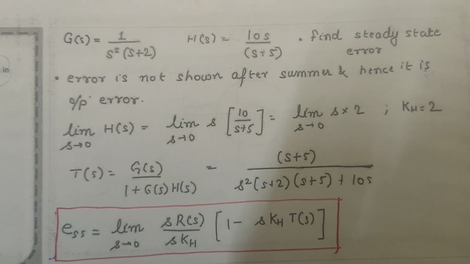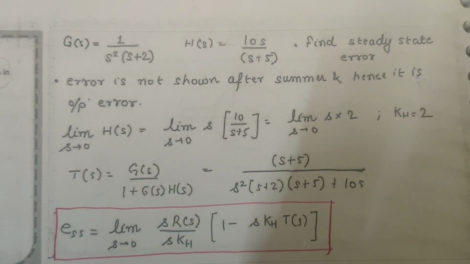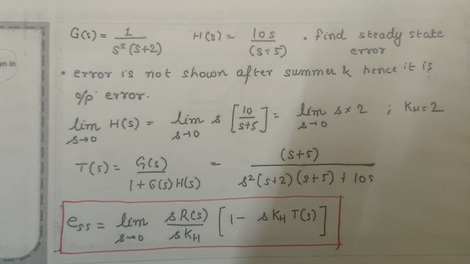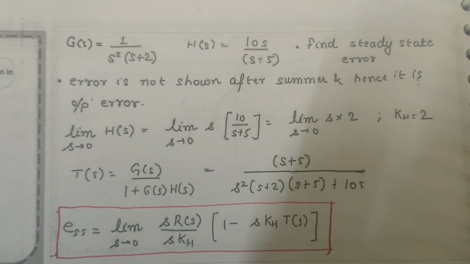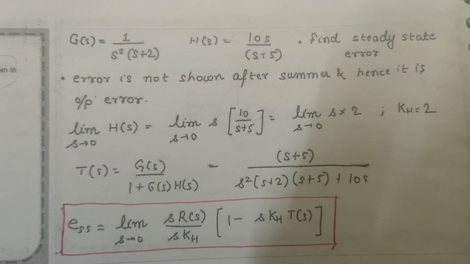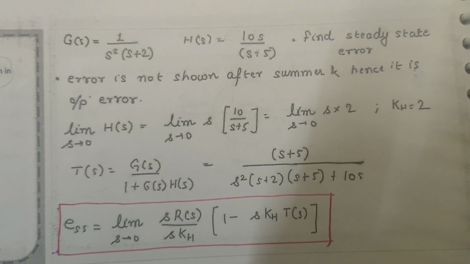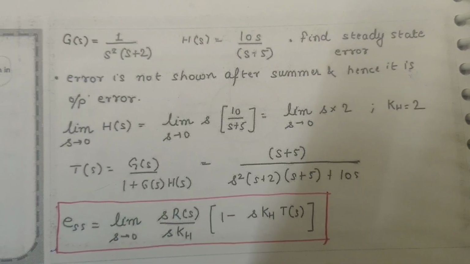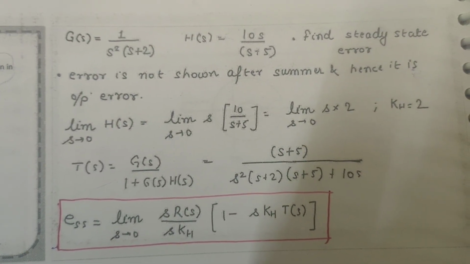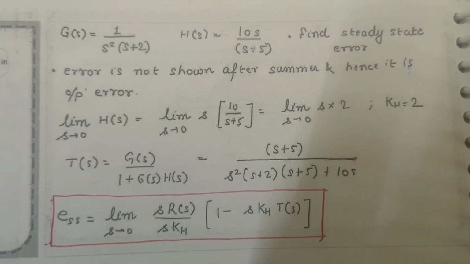In case he has given G of S and H of S, and asks to find the steady state error, and the error is not shown after the summer, hence we can assume it as an output summer. Now consider H of S. Limit S tends to 0, H of S. Take this S outside and write 10 by S plus 5. Substitute S is equal to 0 in that bracket. You will get S into 2. The 2 constant is nothing but the KH.